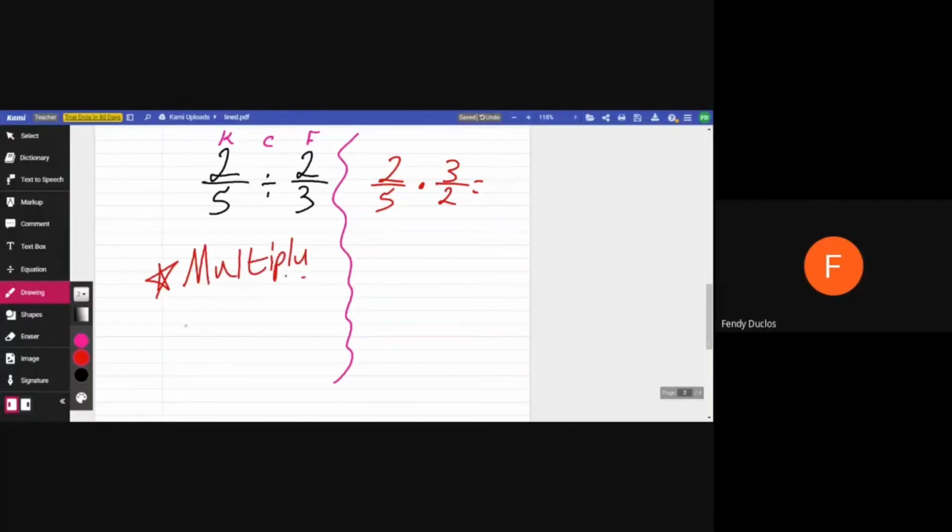Multiply, you guessed it, across. Multiply across. So I have 2 times 3. That's going to give me 6. Then I have 5 times 2, which is going to give me 10. This fraction can be reduced. This is not simplest form.